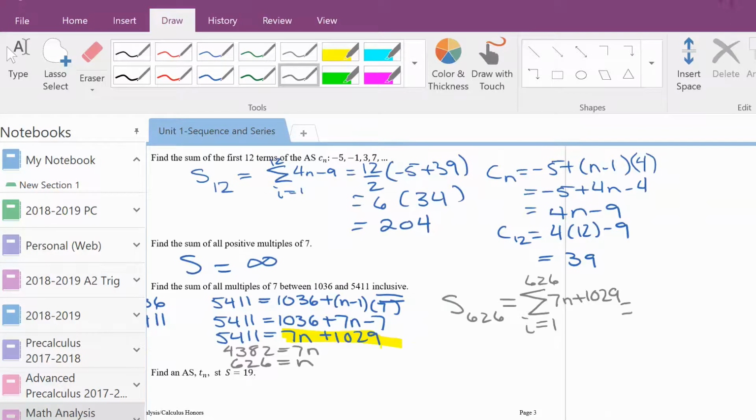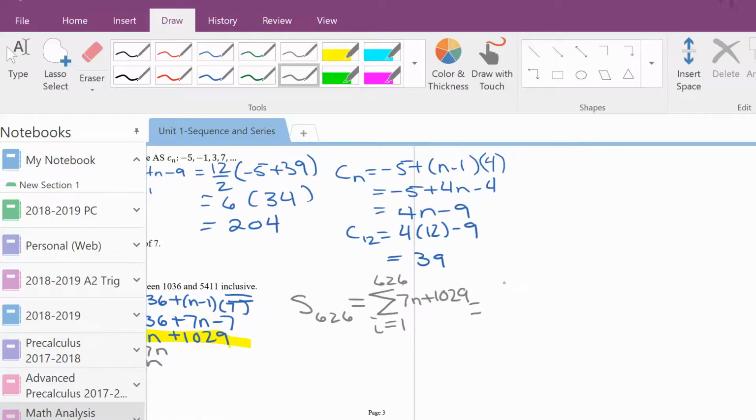And that's equal to 626 over 2 times the first term, which in this case is 1,036, plus the last term, which is 5,411. And when you multiply, you're going to get that it's 2,017,911.